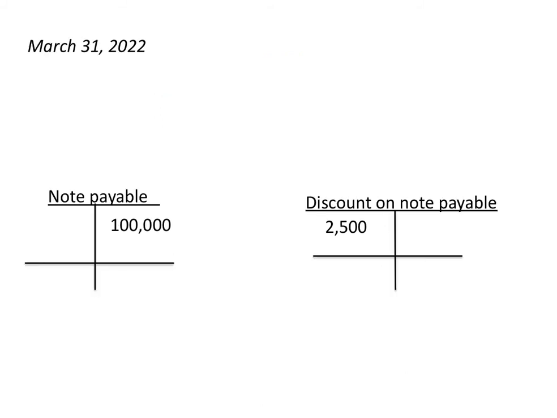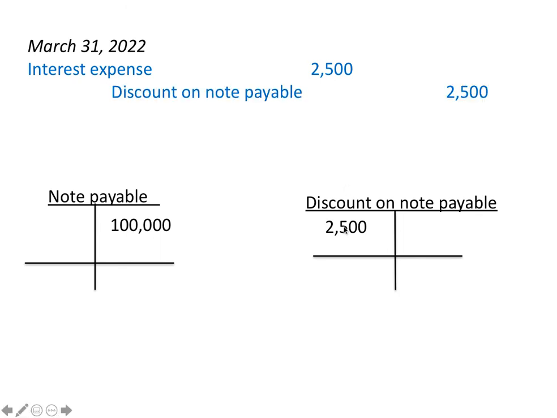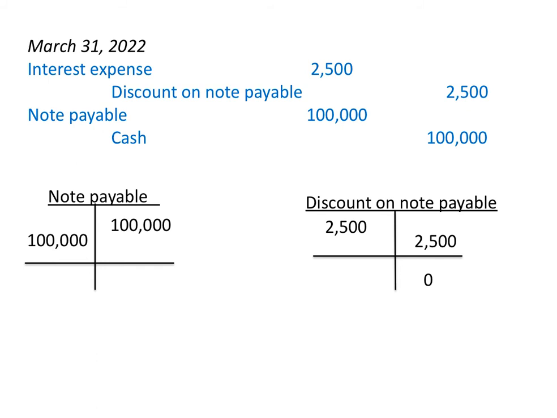On March 31st, when the note matures, the additional $2,500 of interest is debited, and we credit the discount on the note payable account to bring the remaining discount down to zero. And now the note's maturity amount is paid off. We debit the note payable and credit cash, bringing the note payable balance down to 0.